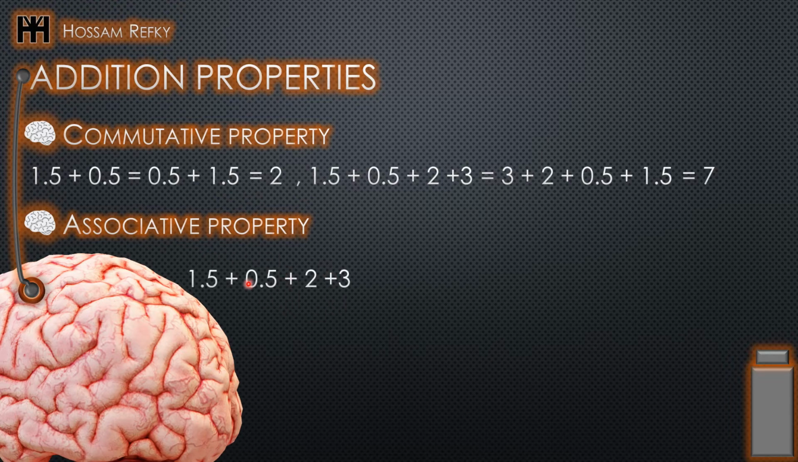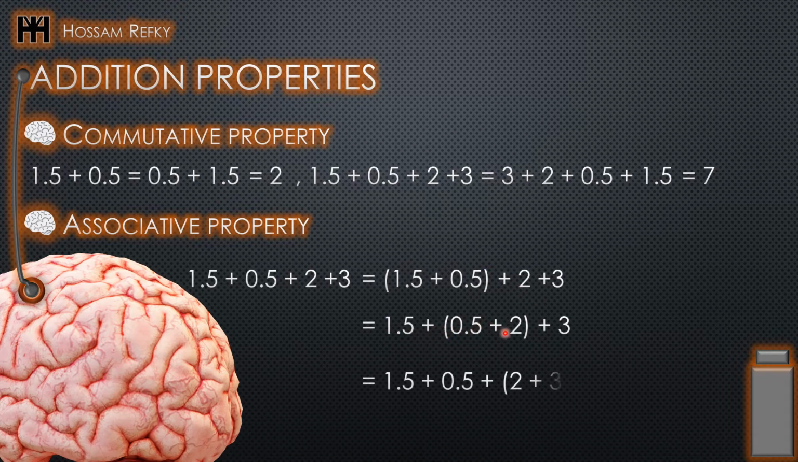Okay, associative property. Now we can take any two numbers and add them together first. Like 1.5 plus 0.5, we can take these two first, or 0.5 and 2, or of course 2 plus 3. It will always give us the value 7. So whatever you start with, these two, or these two, or these two, it will give you the same value. Whatever you do, if you change their places, it will also be the same.